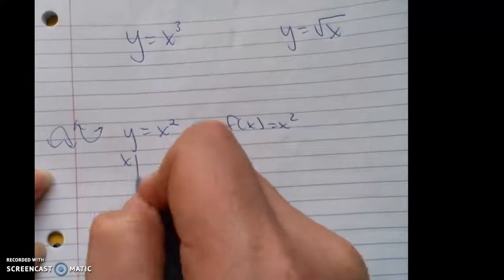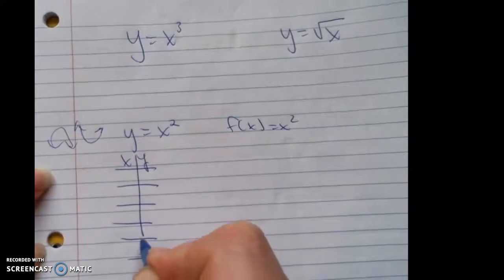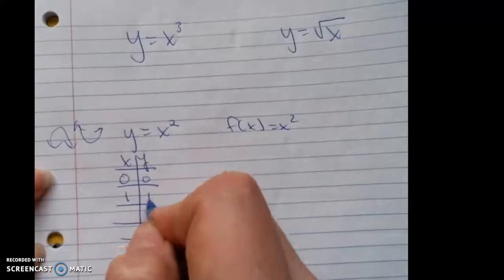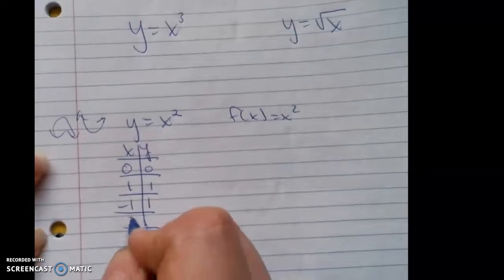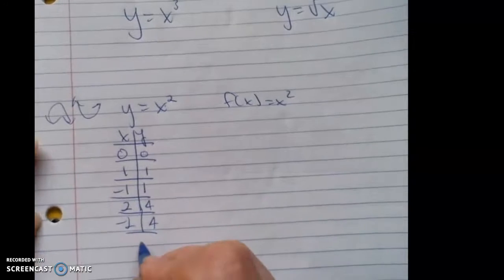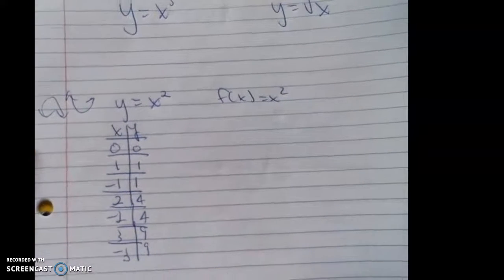And again, if you want to make an input-output chart to get some feel for what's going on, you can. Like if you sub in 0, you get 0, sub in 1, 1 squared is 1. Don't forget your negatives, and negative times a negative is positive 1. So you can kind of see that symmetry. Negative 2 squared is positive 4. So your 3 and negative 3 are going to be 9s.